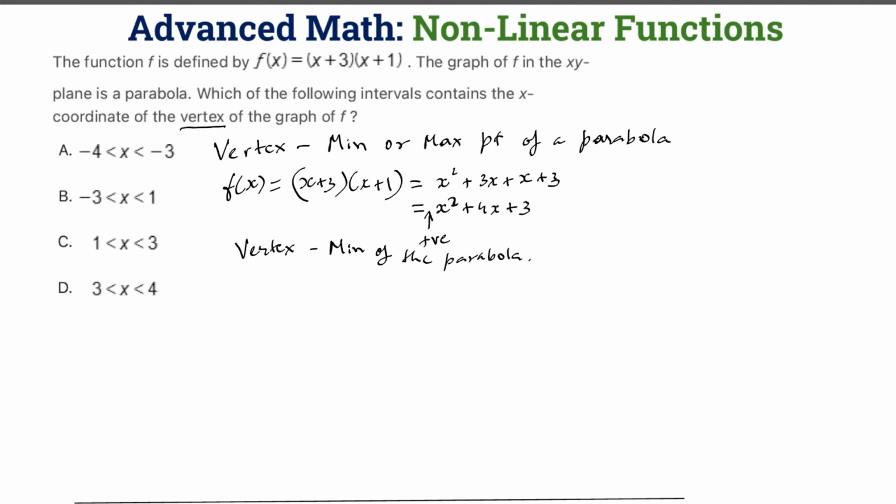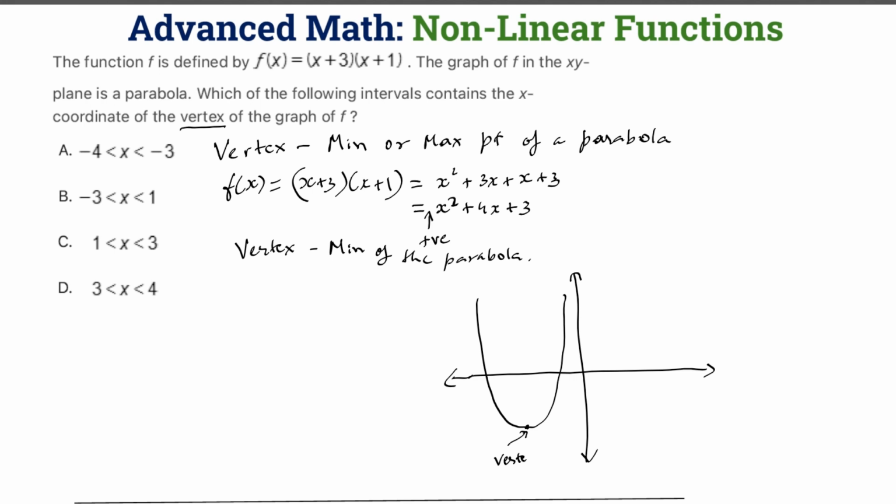Okay, so our parabola is going to look something like this. Okay, and so this point here is the vertex. Okay, so in order to find what point this vertex is going to be between, we have to find the zeros of the function.